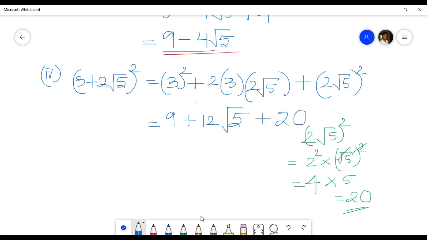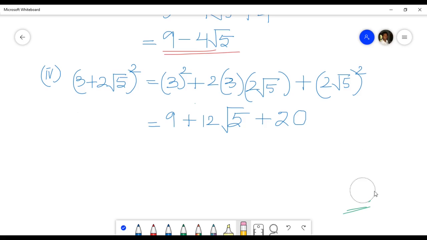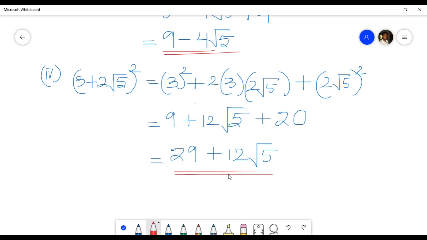I'll just erase the rough part that we just did. To view the video, you can just go back and see the rough part that I had done. Let us simplify it further. 9 plus 20 is 29. 12 into root 5 is 12 root 5. So we have got the answer as 29 plus 12 root 5.